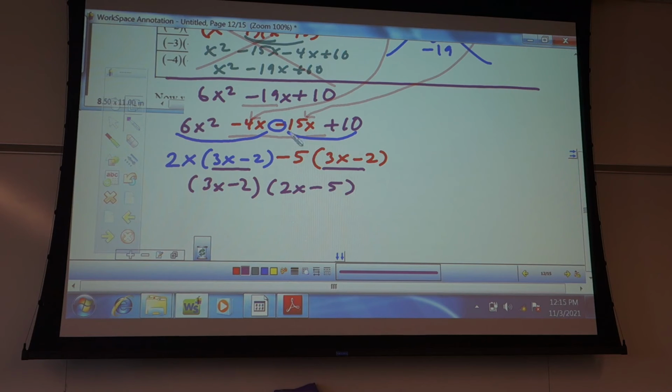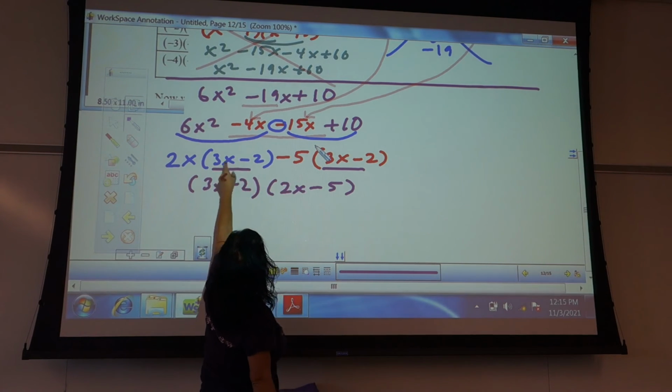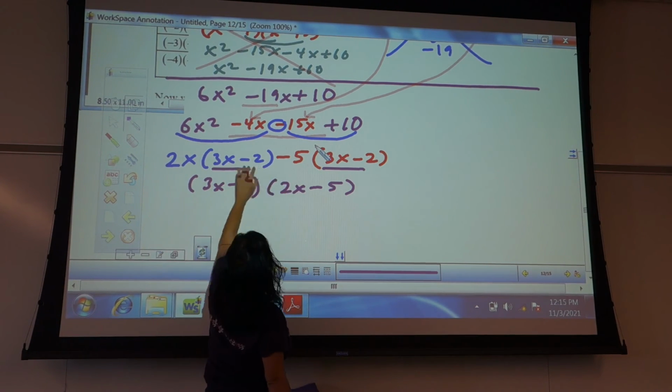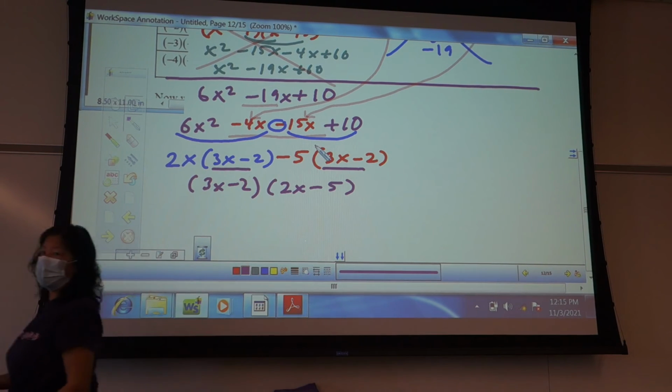If I flip these around, so I had the negative 15x first and the 4x second, then inside this factor would have been 2x minus 5, and then I would have had left 3x minus 2. It works out either way. You can do it either way.